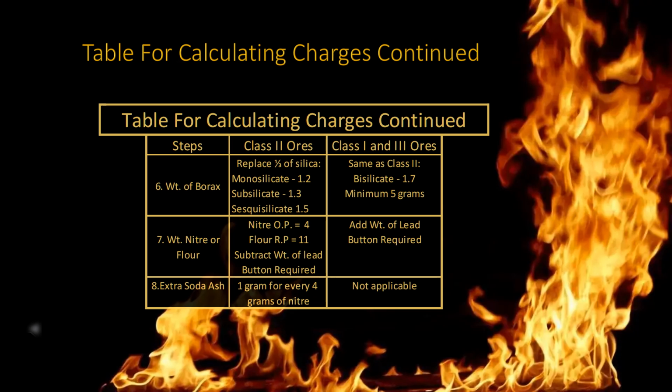Step 8 is only applicable when fusing Class 2 ore. It does not apply to Class 1 and Class 3 ore types. For each gram of niter used, 4 grams of soda ash is added in order to create the sulfate layer which forms on top of the slag. In addition, additional soda ash is added to flux any excess silica present in the ore to be fused.